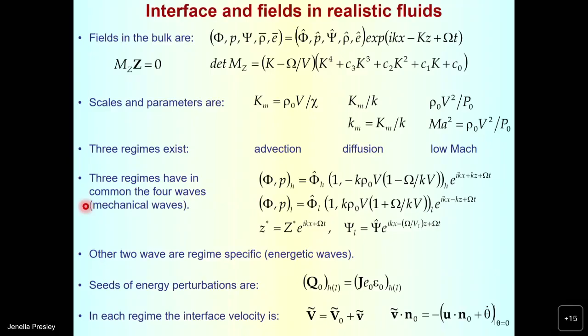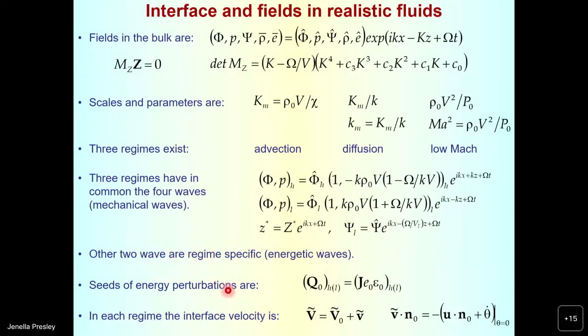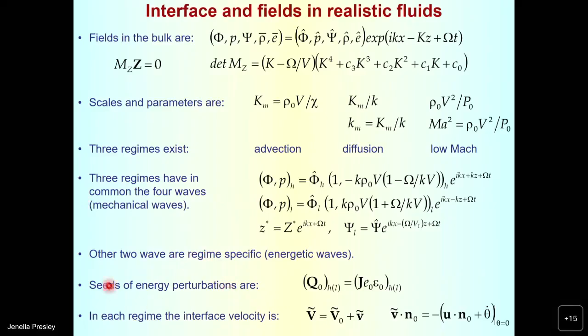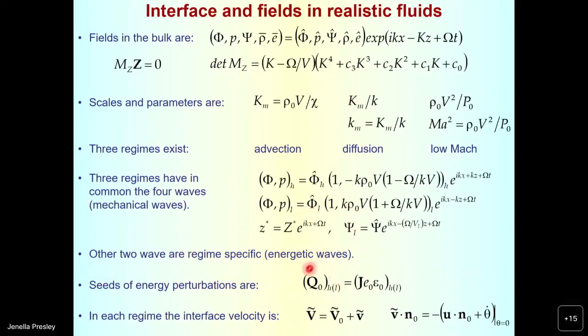Now, we have 2 other waves, which are energetic waves, and they are regime specific. More importantly, they are not only regime specific, but they are also defined by the seeds of the energy perturbations. In fact, they are defined by what is seeded by the thermal heat flux. So it imposes on us the requirement to define the thermal heat flux very, very accurately. We cannot just scale it with the enthalpy of formation. It's a way more delicate feature, and I will be discussing this a little bit later.